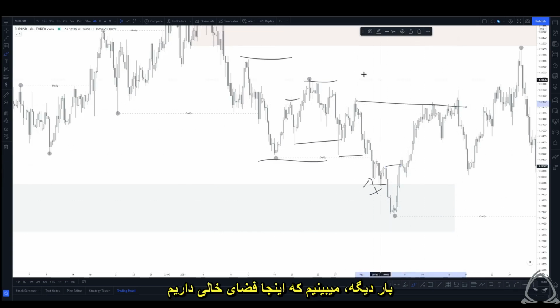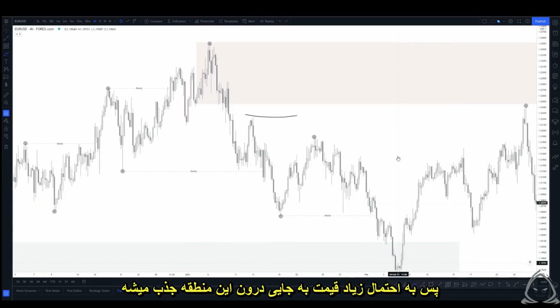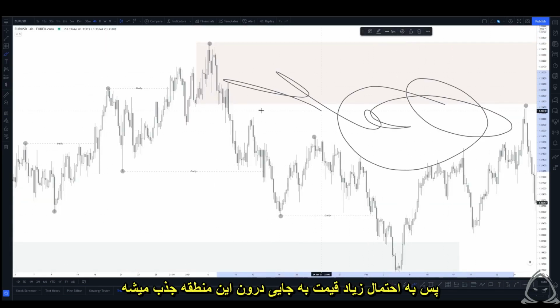We can see that we have a void here. This is all void as well. So chances are we have a high probability that price is likely going to gravitate somewhere in this area.